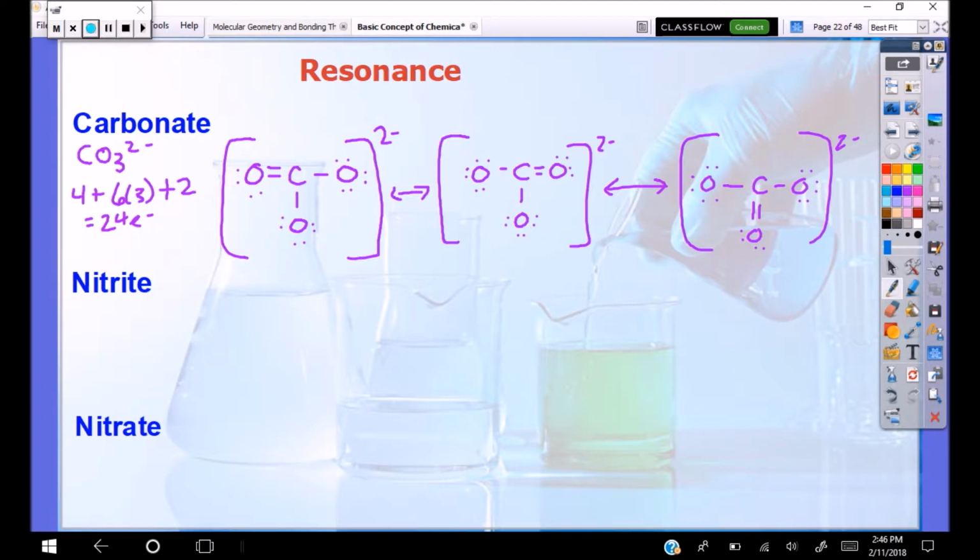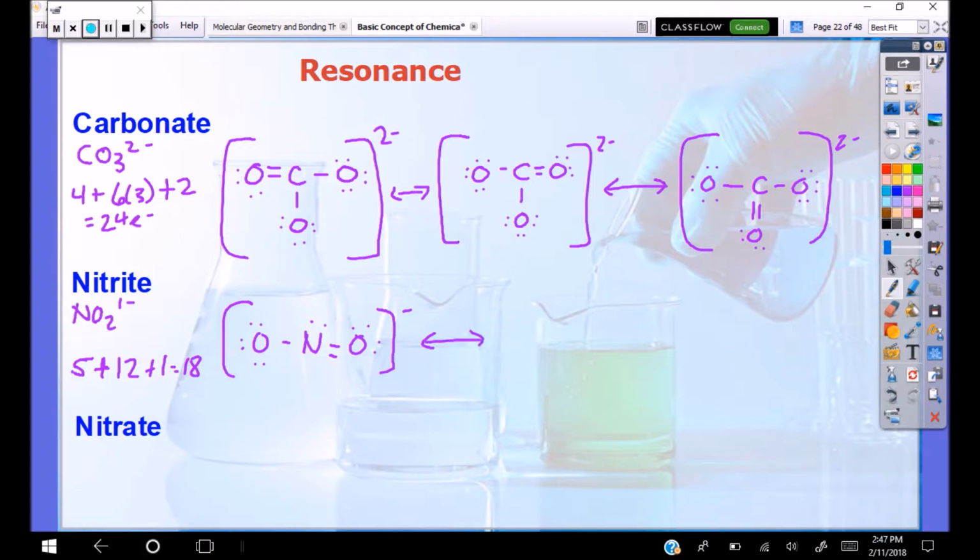Let's look at nitrite. So nitrite, NO2 with a 1- charge. So we've got 5 valence electrons for nitrogen, plus 6 times 2 is 12, plus 1 for my charge. I've got a total of 18 electrons here. All right, nitrogen's in the center. I've got 2 of my oxygens, and then I place my electron pairs, 12, and then 18. Okay. I see that it's not deficient, so I'm going to make a double bond there, and I've got my negative charge. Perfect. Can I make that double bond on the other side? Certainly. And do the same thing.